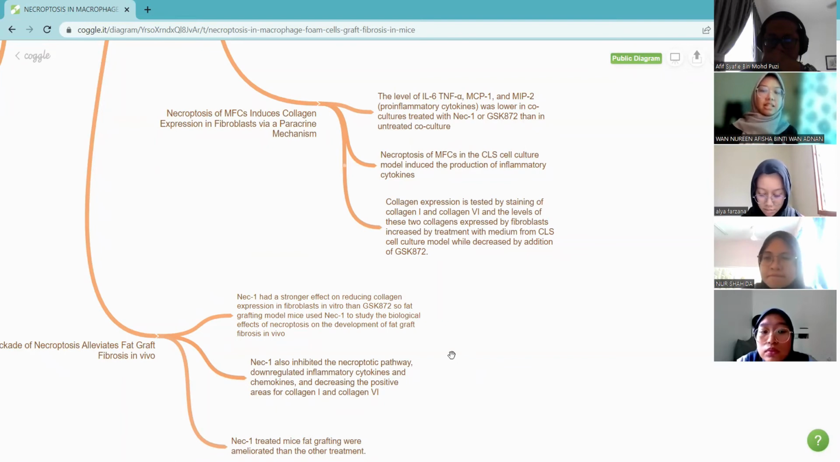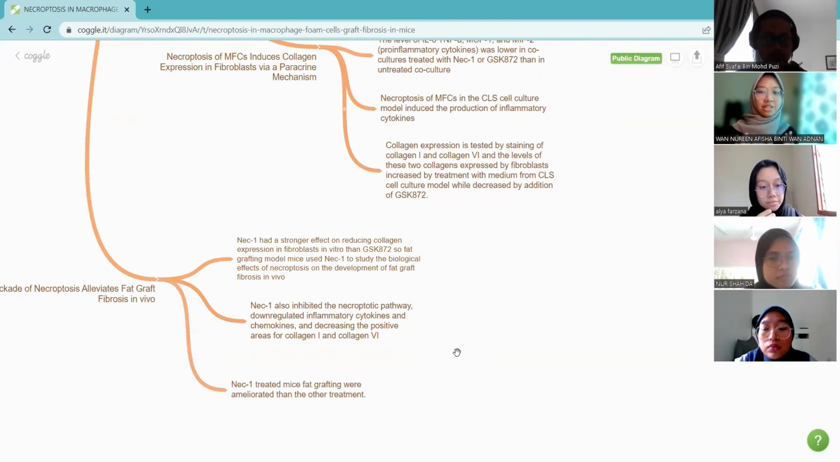And in this study, the collagen expression is also tested by staining of collagen 1 and collagen 6, and the levels of these two collagens expressed increased by treatment with medium, but decreased by the addition of GSK872.